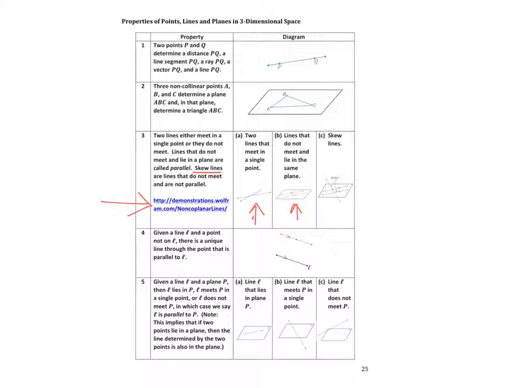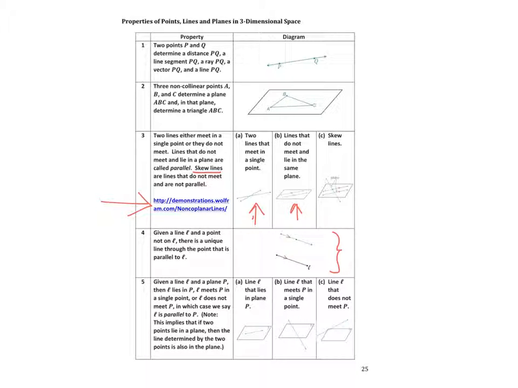Number 4, given a line L and a point not on L, there is a unique line through the point that is parallel to L. Okay, so that's pretty evident. Number 5, given line L and plane P, then line L lies in P, line L meets P in a single point, or line L does not meet P, in which case we say L is parallel to P.